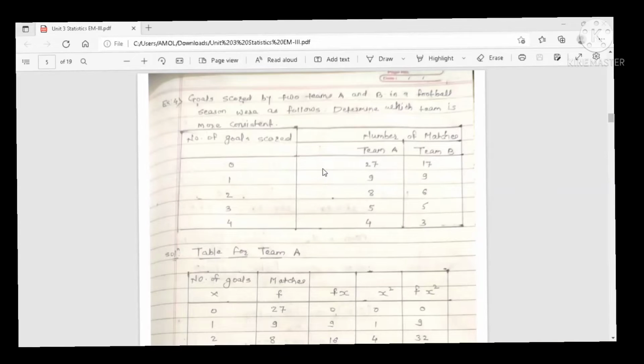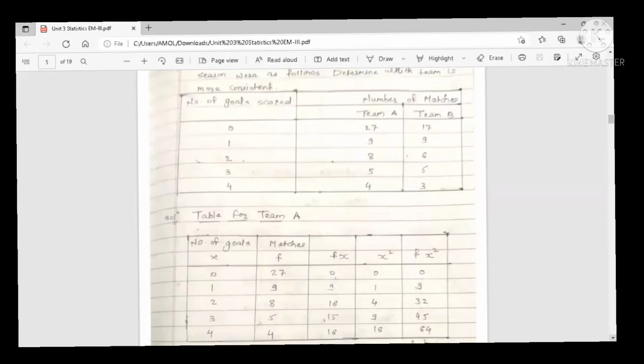Now, to determine which team is more consistent, we have to find the arithmetic mean, standard deviation, and coefficient of variation for every team. For team A, find the arithmetic mean, standard deviation, and coefficient of variation. Then for team B, also find the arithmetic mean, standard deviation, and coefficient of variation. Then after finding the coefficient of variation for both teams, we will determine which team is more consistent.